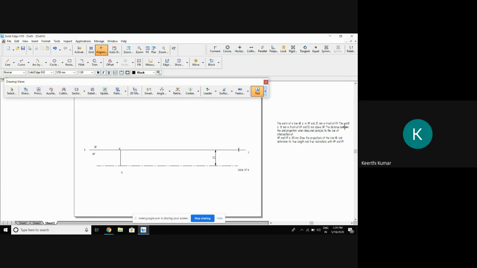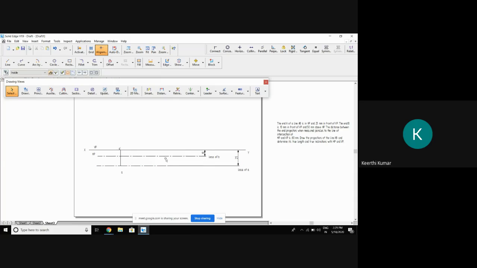Then the end B is 10 mm in front of VP. So whatever the condition in VP, you're supposed to show in HP. How much is it? 10 mm. So we'll go for 10 mm. The distance between this and this is 10 mm. So what is the name of that locus? It's called locus of B. Correct? It's called locus of A and locus of B. Locus of A and B is finished.